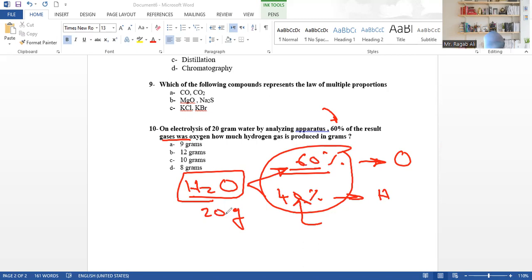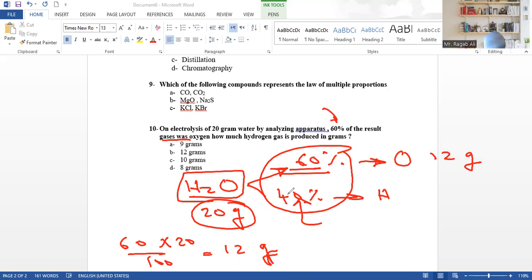Now, you start with 20 grams. So 60 times 20 grams divided by 100 equals 12 grams. This means that the amount of oxygen is 12 grams. And you can understand that if I start with 20, the amount of hydrogen will be 8 grams. That is the idea. He needs to know the mass of hydrogen, which is 8 grams.